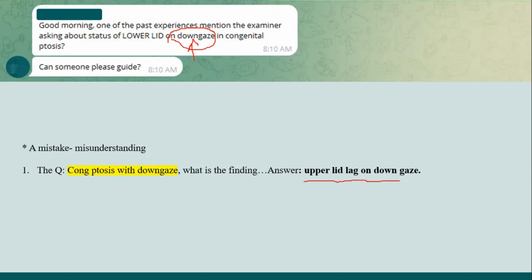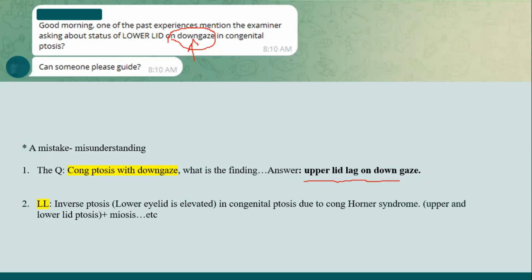The other possibility is that the question was actually about the lower lid. Imagine that you have a case of congenital ptosis and there is a finding in the lower lid. So here the examiner might be asking about congenital Horner syndrome, because you know congenital Horner syndrome is one of the causes of congenital ptosis. And in congenital Horner, we have also inverse ptosis, where the lower eyelid is a little bit elevated. So in congenital Horner, we have upper and lower eyelid ptosis plus miosis and so on.